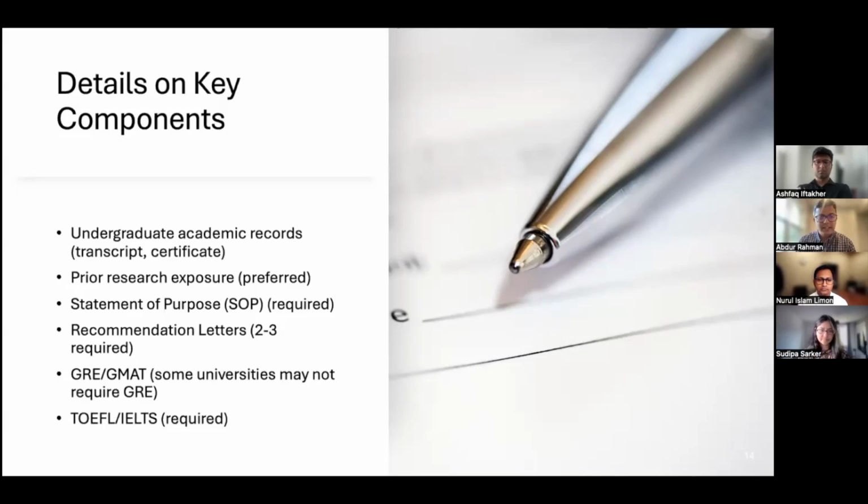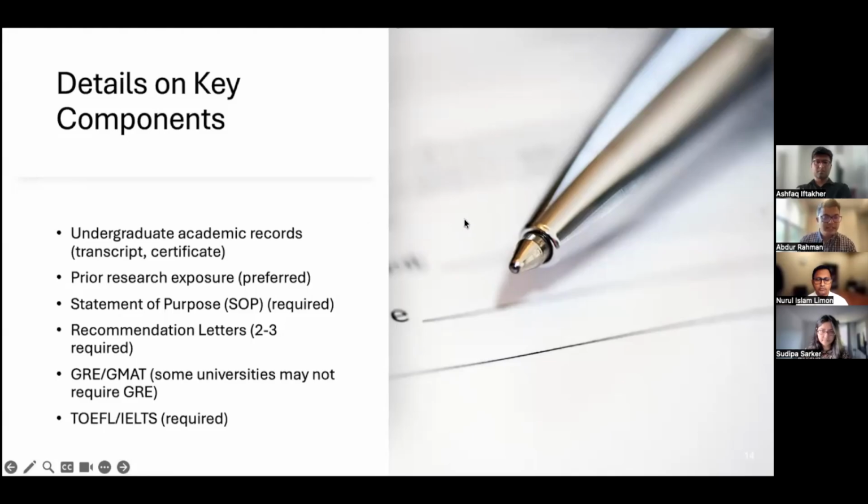Then another key component is the GRE or GMAT score. Currently in some universities this may be required, and in some universities this is waived. Although they have mentioned that this is a requirement, if you have a good academic score, maybe a good CGPA, sometimes the university waives that. And there are some universities who have already waived it. They do not require this score anymore.